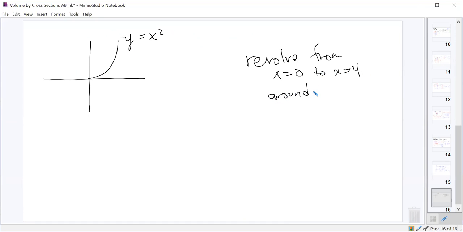Let's do this around the y-axis. So thoughts on how we should set that up? Like revolve it and show the 3D shape, just so we can get a visualization of what's happening. Sure.